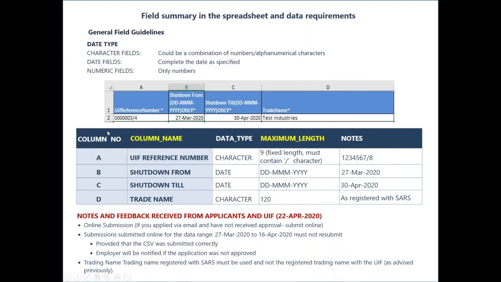We'll go through all those fields now. In terms of your general fields, the UIF provided a list with the column name, the data type, and the maximum length of each field, and we've added a note field based on our experience in the last 3 weeks, and feedback from applicants who were successful, who we consulted on different fields, how they captured their CSV files and how they captured online, just to make sure the information is corresponding.